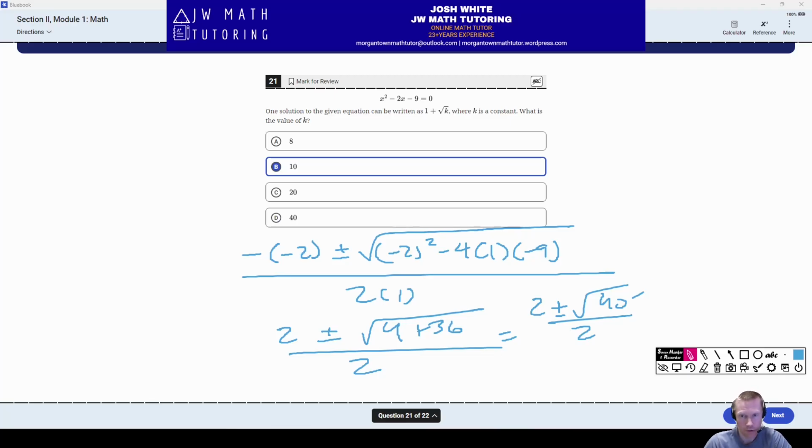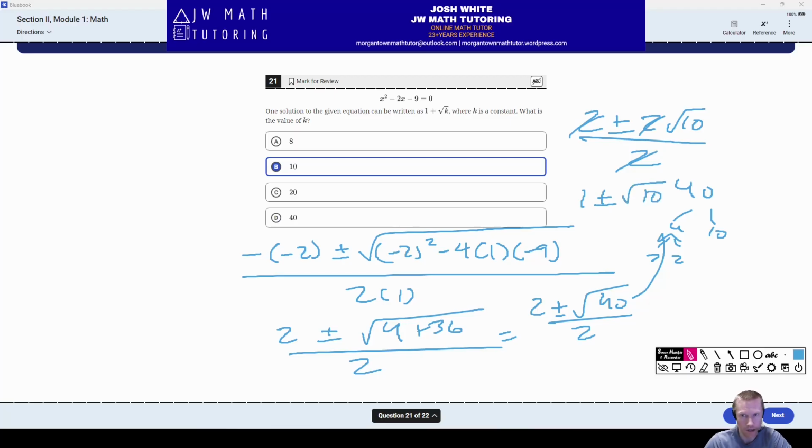So what happens is you take the square root of 40 and you simplify it. Basically 40 is 4 times 10, and the square root of 4 is 2. So it becomes 2 plus or minus 2 root 10, all over 2. The 2's all cancel: 1 plus or minus root 10. This is my k value right here, of 10.